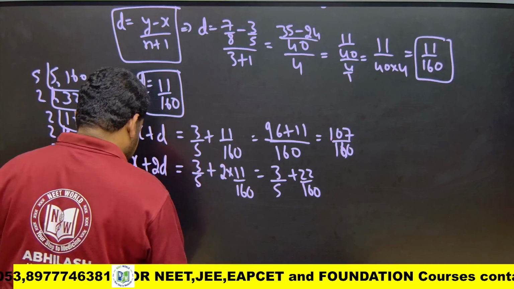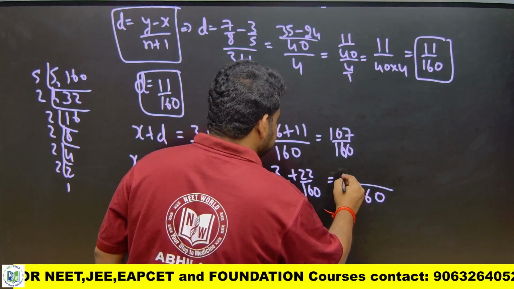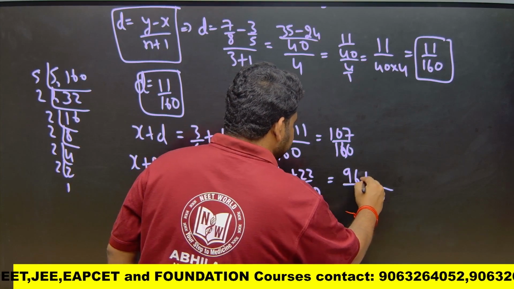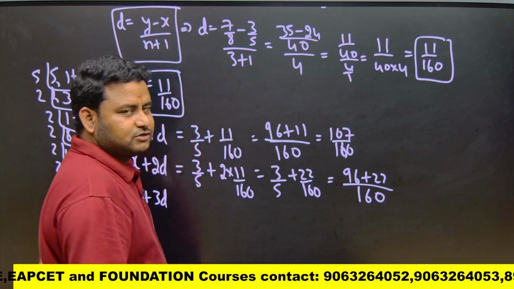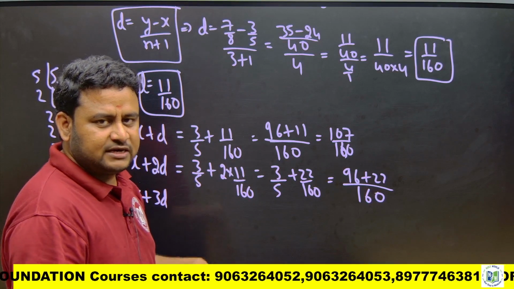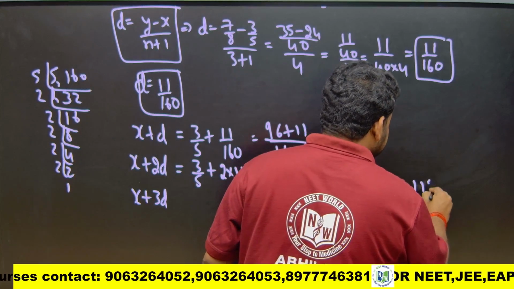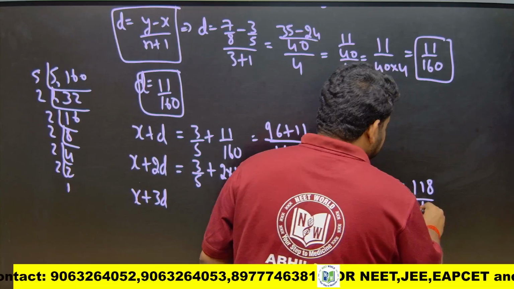So, this becomes equal to, 160 will be the LCM. So 5 into 32, 32 into 3 is 96, plus 22. Okay, 96 plus 22 is what? 96 plus 20 is 106, 106 plus 10 is 116, 116 plus 2 is 118. So this will become what, friends? 118 divided by 160. If you want, you can cancel by 2.